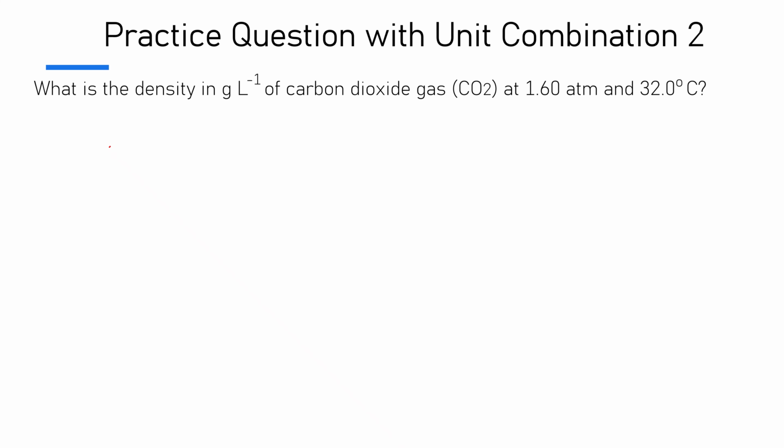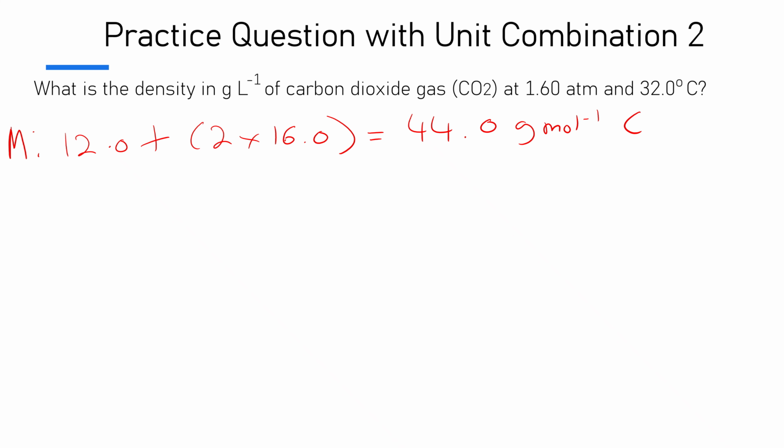Okay, so firstly, let's work out our molar mass again. Now, we are working with carbon dioxide this time. So, carbon dioxide consists of one carbon atom and two oxygen atoms. So, the molar mass is the relative atomic mass of one carbon atom, which is 12.0, plus the relative atomic mass of oxygen times 2. So that is 2 times 16.0. And that leads to an answer of 44.0 grams per mole for the molar mass of carbon dioxide.